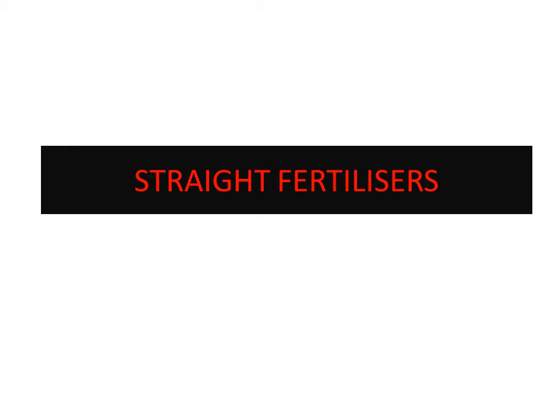macronutrients, such as nitrogen, phosphorus, and potassium. Pupils, those that contain nitrogen are called nitrogenous fertilizers. Those that contain phosphorus are called phosphatic fertilizers. Those that contain potassium are called potassic fertilizers.